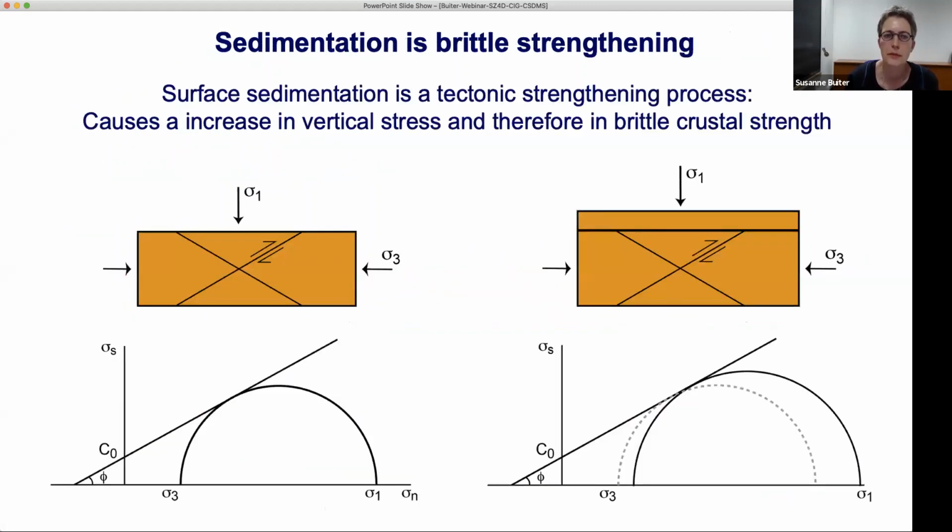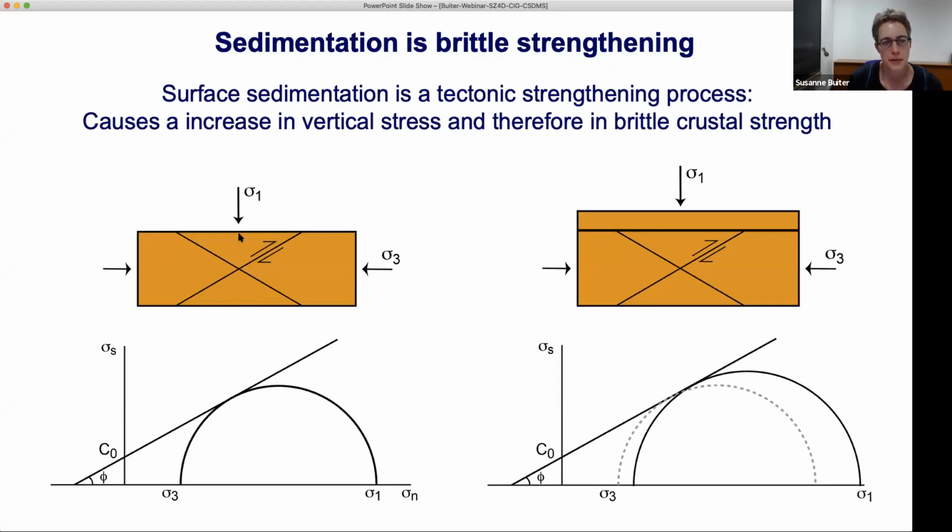So this is similar to what I was showing before. But now for an extensional system. So now the largest compressional stress, sigma 1, is the overburden stress and is vertical. I've put the arrows the wrong way around, but I've again put the block in extension, so it should be a normal fault here, sorry for that. And what I'm arguing is that surface sedimentation is strengthening. It increases vertical stress and therefore it increases brittle strength.